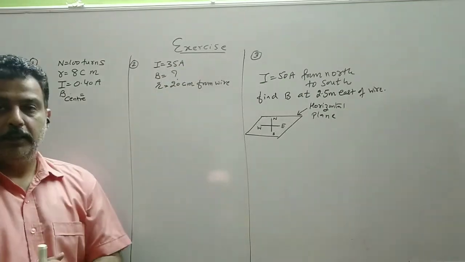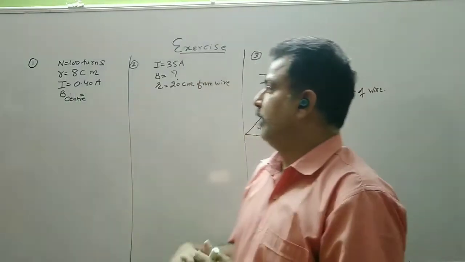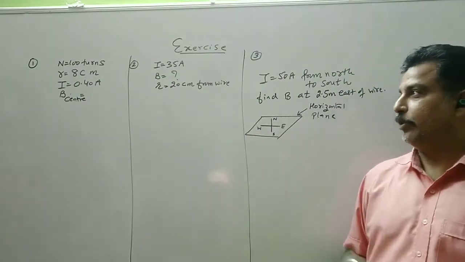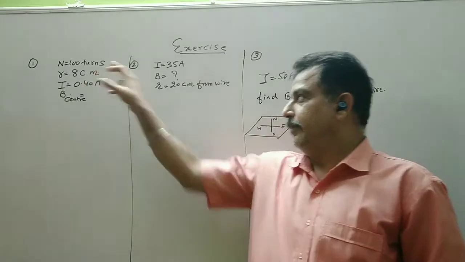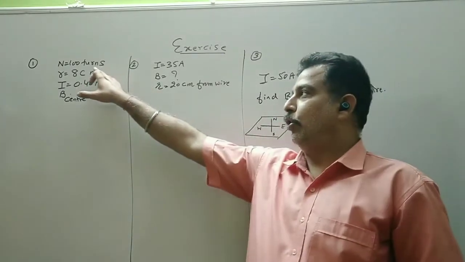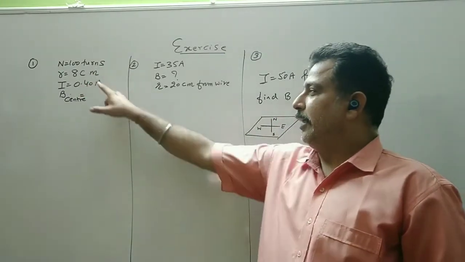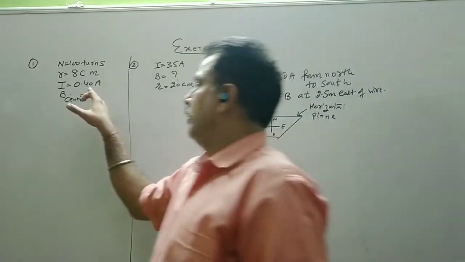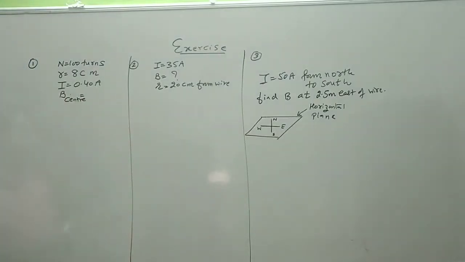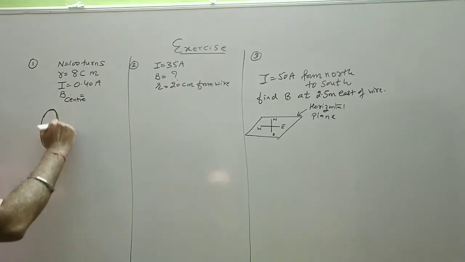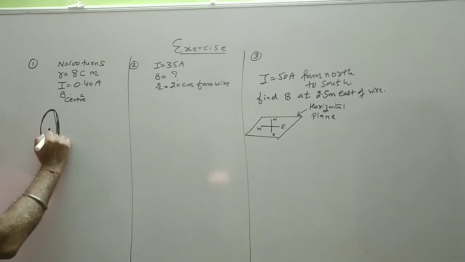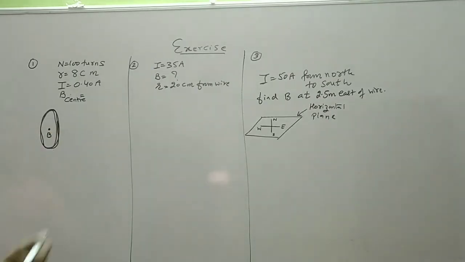Now let us see the numericals from the exercise, which are direct applications. They are MCQ based. In question number 1, we have a coil of 100 turns. The radius of the coil is 8 centimeter and the current is 0.4 ampere. So we have a circular loop which has 100 turns, and we have to find out the magnetic field at the center.